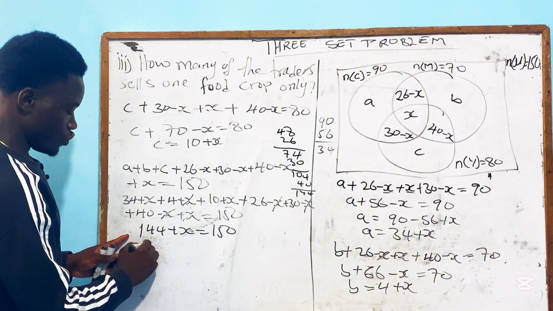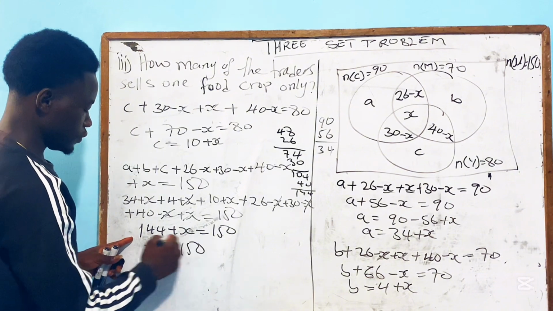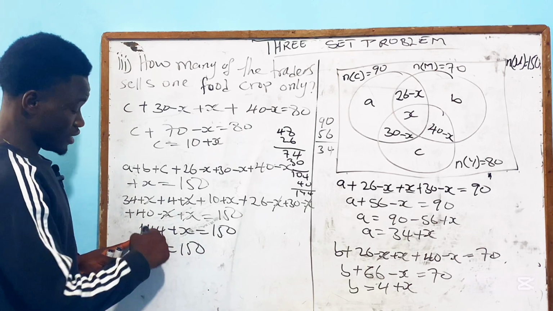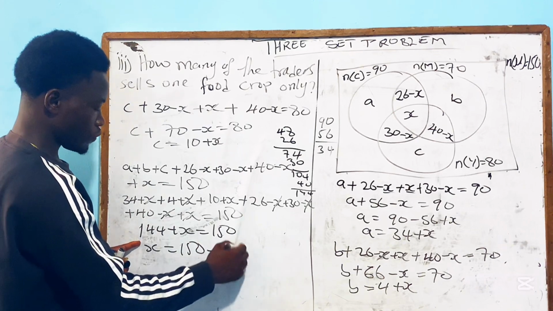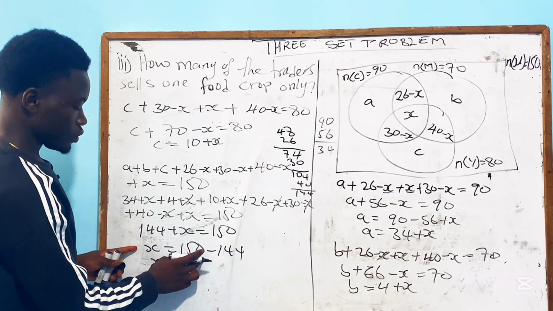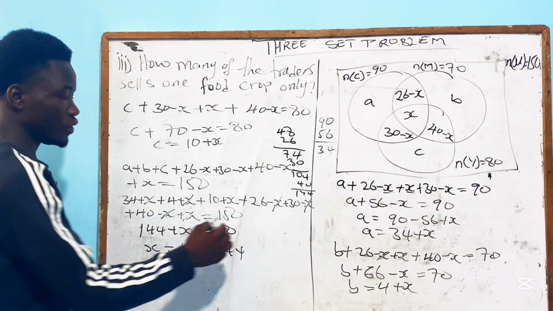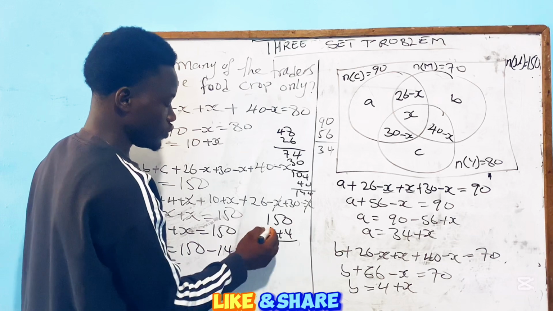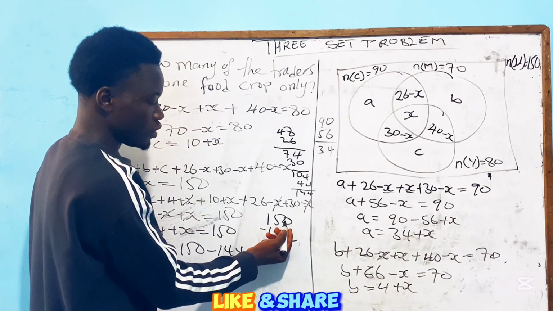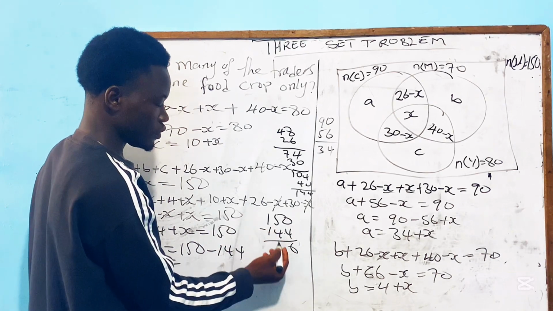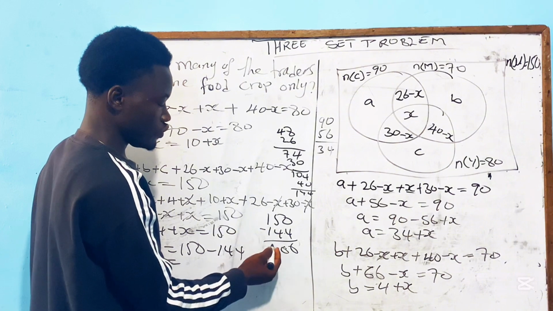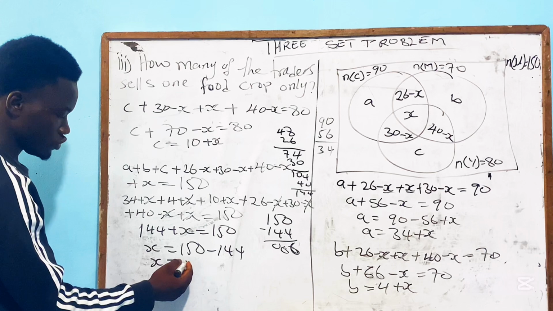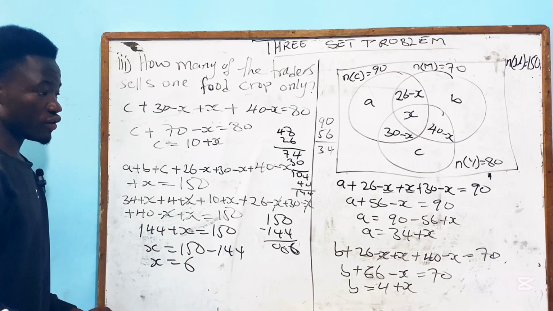So you group like terms by taking the 144 across to the right hand side. Your x is equal to 150 minus 144. So 150, 144, then you subtract. 10 minus 4 will give you 6, and this gives you 0. So x is equal to 6.